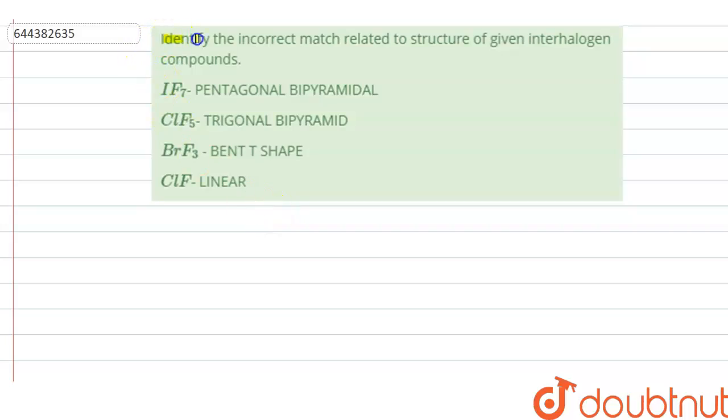Hello everyone, let us solve this question. The question says: identify the incorrect match related to structure of given interhalogen compounds. Option 1, IF7 pentagonal bipyramidal; option 2, ClF5 trigonal bipyramid; option 3, BrF3 bent T shape; and option 4, ClF linear. So in this question, interhalogen compounds and their structures are given. We have to find out the incorrect match, right?